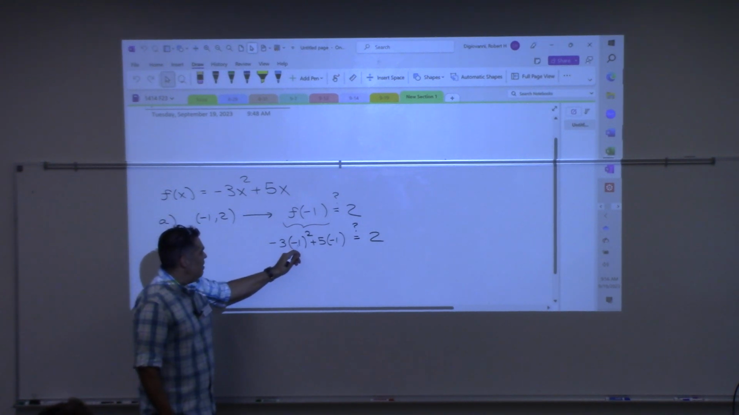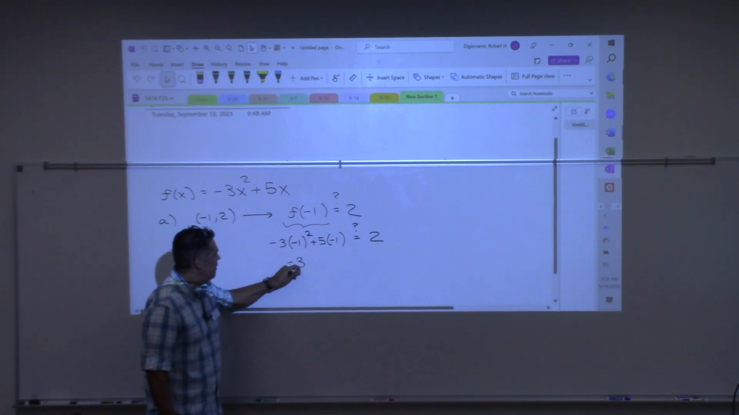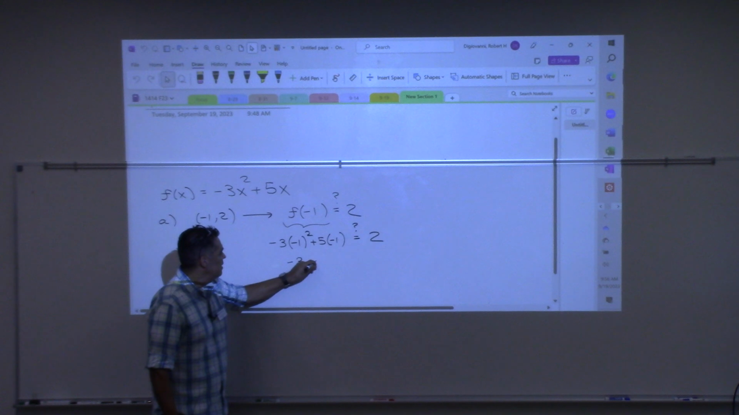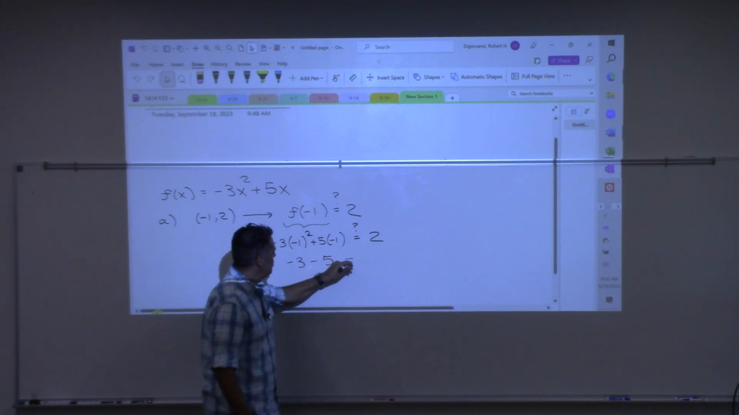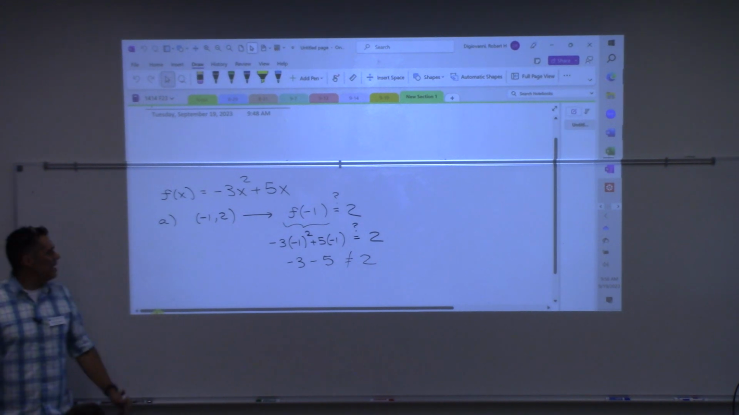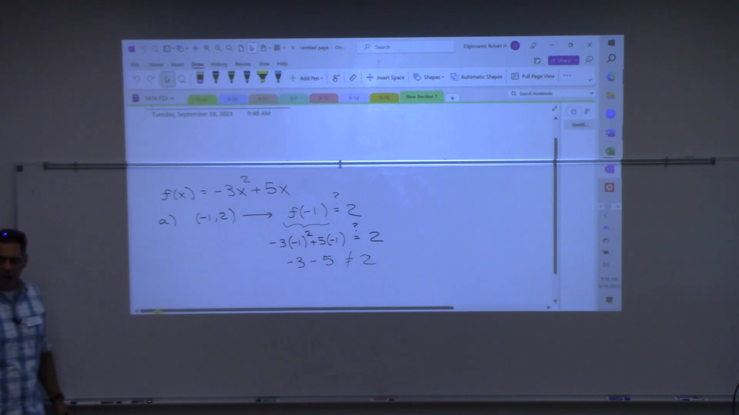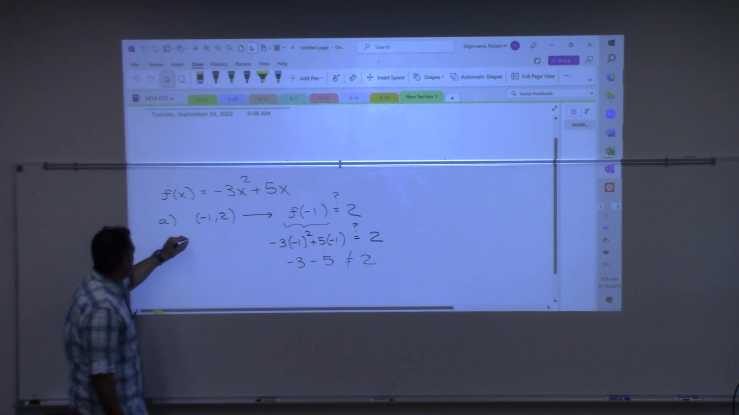What's negative 1 squared? 1 times negative 3. Negative 3. And then 5 times negative 1. Negative 5. Is that equal to 2? No. That's negative 8. That doesn't equal 2. So is this point on the graph? No. That point is not on the graph. So, no.